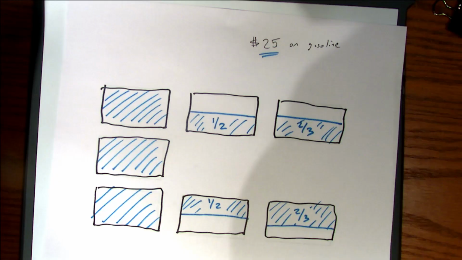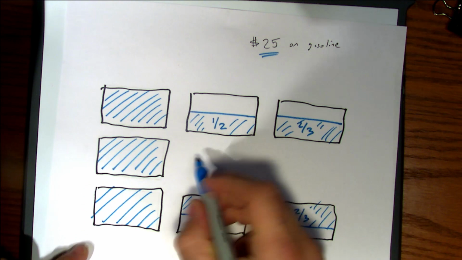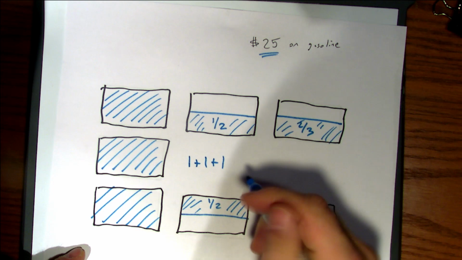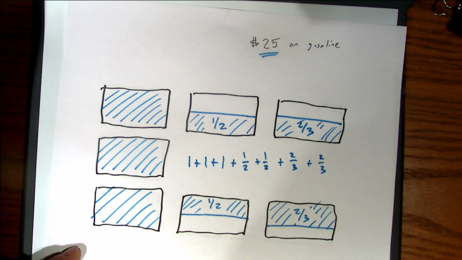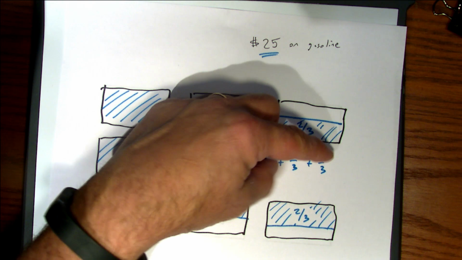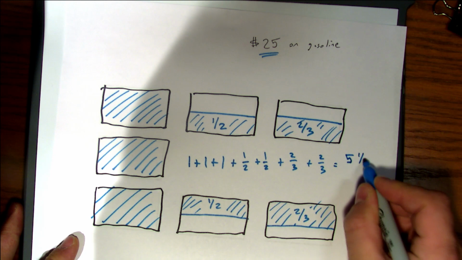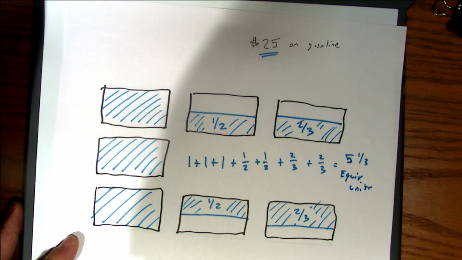You're going to figure out the equivalent units, okay? And so what we have here is we have 1, 1, 1. That's 1 plus 1 plus 1 plus a half plus a half plus two-thirds plus two-thirds. You with me? So let's figure out how many equivalent units that is. That's it. Like 1, 2, 3, 4. I think that's 5 and a third, okay? 5 and a third equivalent units. You with me?